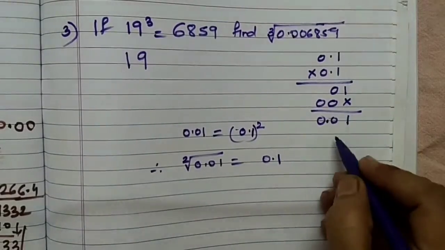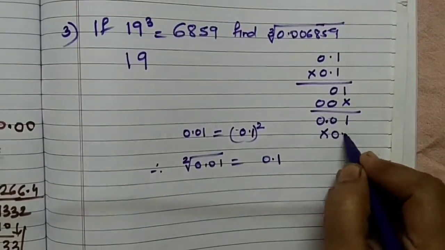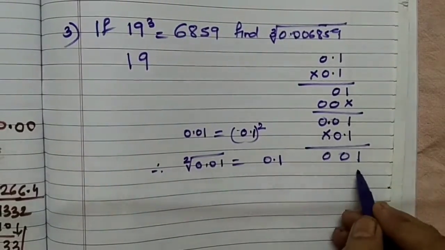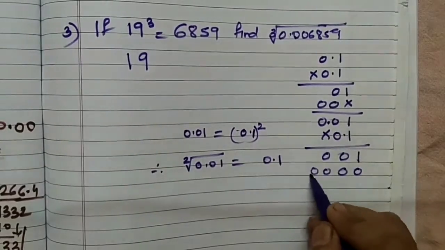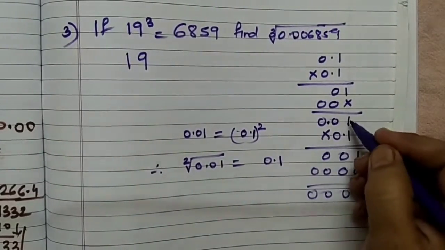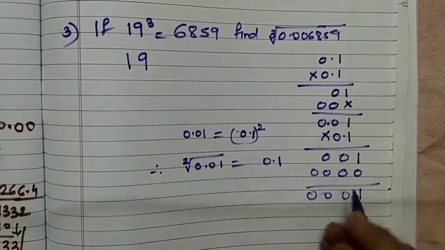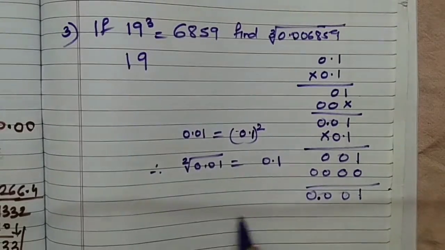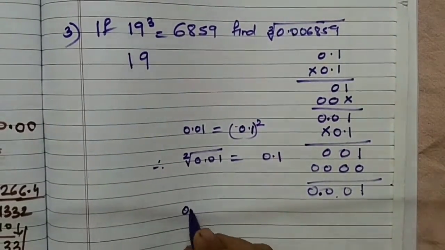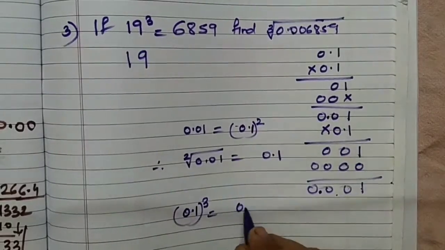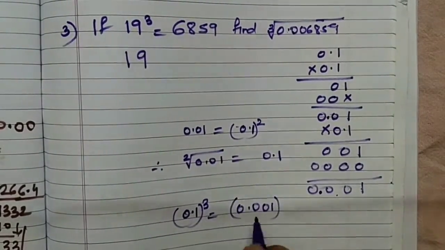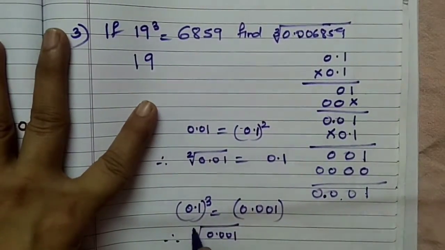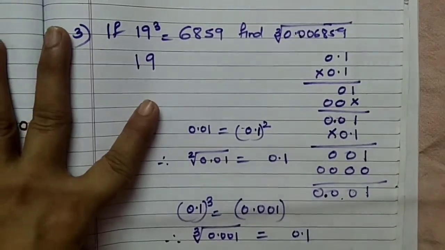Suppose I want to find the cube. Cube means multiplied 3 times, the same number 0.1. So 1 ones are 1, 1 zeros are 0, 1 zeros are 0. Here, after how many numbers should my point be? Here there are 2 numbers and here there is 1 number, 3 numbers, 1 2 3. So this is the cube of 0.1. So 0.1 cube will give me 0.001. Therefore, the cube root of 0.001 will be 0.1.